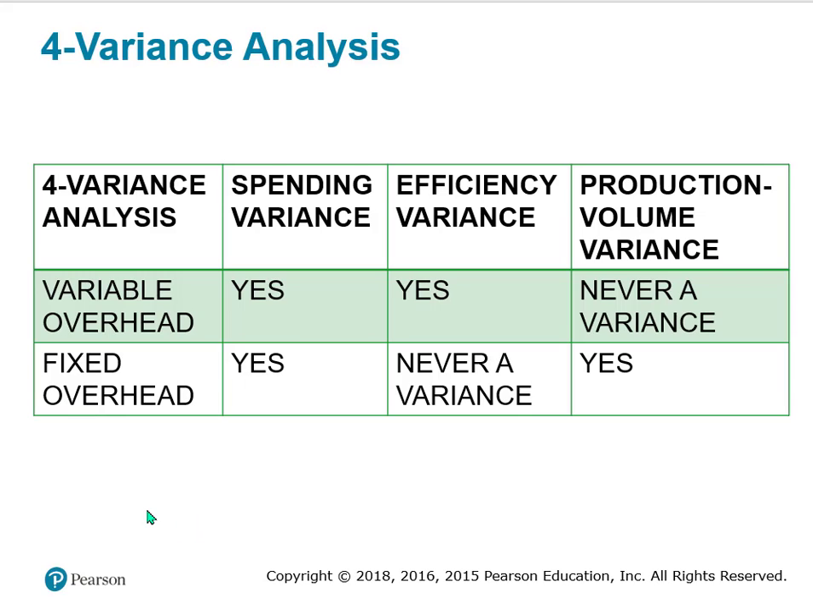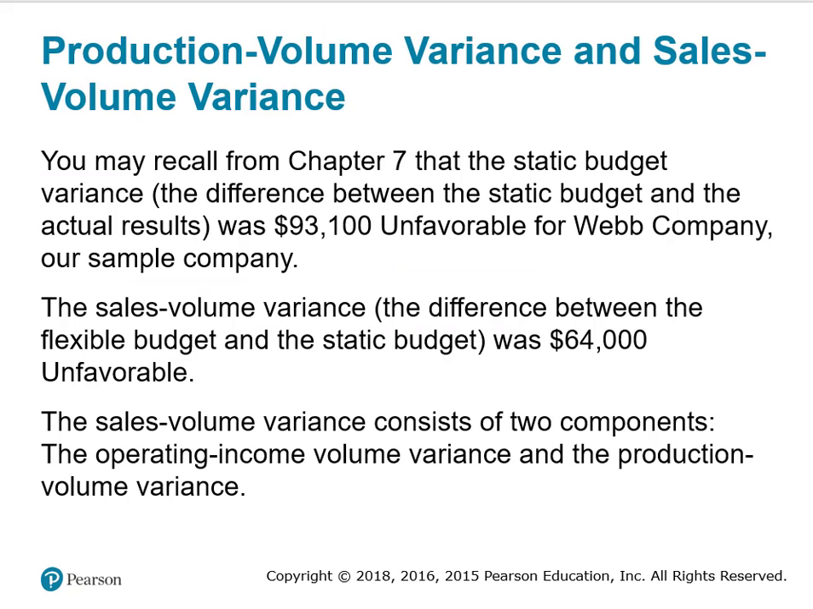This is another view of the 4 variance analysis, and it indicates what kind of variances are expected for variable and fixed overhead. Variable overhead will never have a production volume variance, and fixed overhead will never have an efficiency variance. So under fixed, we'll have the spending variance and a production volume variance. And under variable overhead, we've got a spending variance and an efficiency variance.